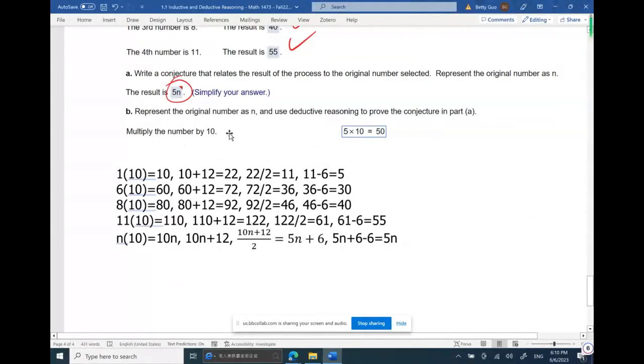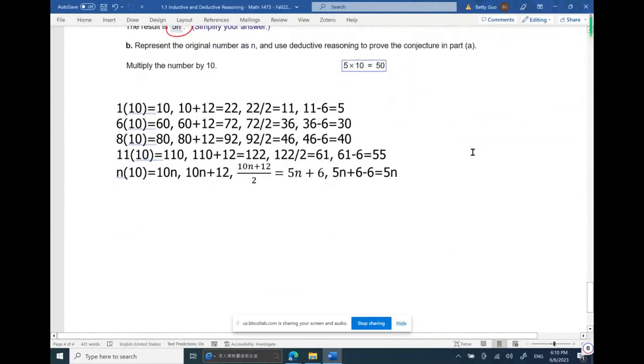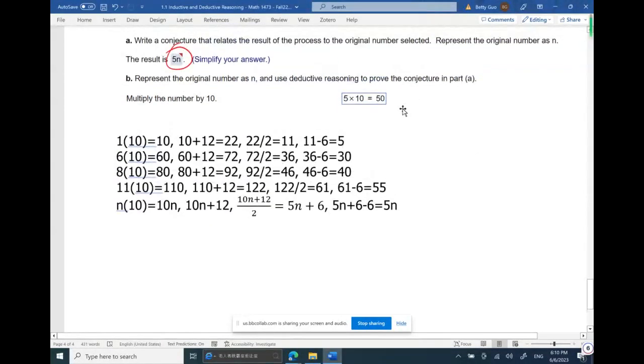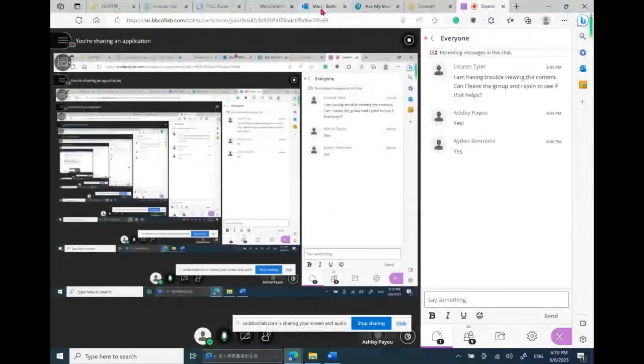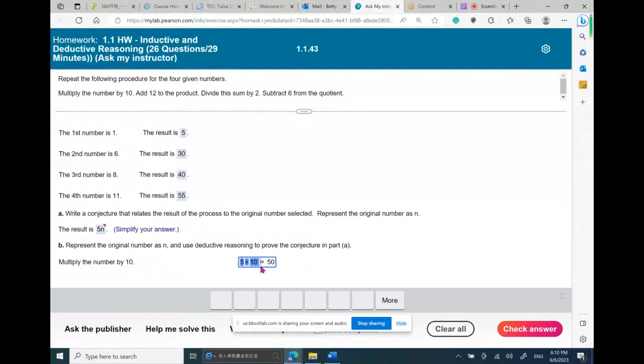Part B: represent the original number as n and use deductive reasoning to prove the conjecture in part A. Multiply the number by 10. So let's go back to the question here. Multiply the number by 10, so we should have 10n here. You should enter 10n here.